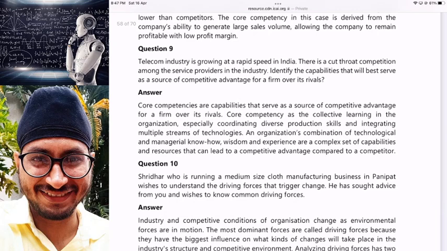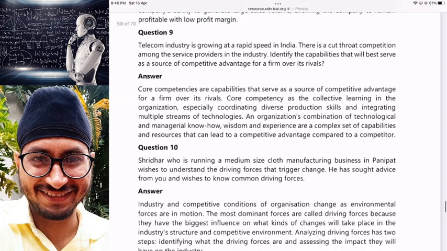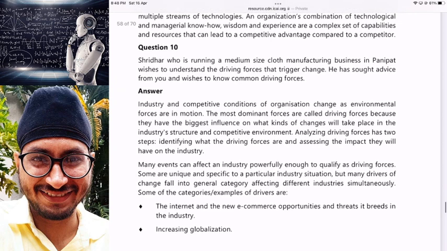Telecom industry. Clear? Telecom industry is growing at a very fast speed in India. There is cutthroat competition among service providers. Identify the capabilities that will best serve as a source of competitive advantage. Sir, how? The telecom industry may provide very low cost, provide package plans to customers, prepaid and postpaid plans to customers, which are better than competitors. Simple. These are all.